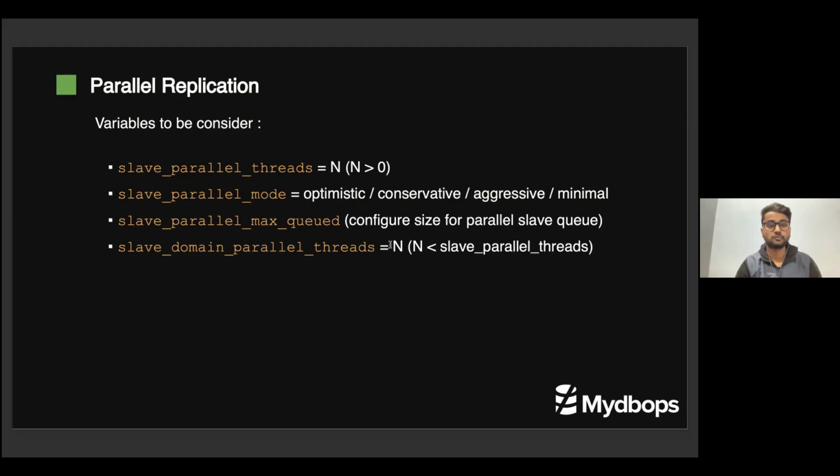Slave_domain_parallel_threads, as I told earlier, is more relevant when we have multi-source replication, and each master will have a different domain ID. In that case, the replica which is accepting transactions from both masters can allocate a different pool of worker threads to each domain. For each master it can allocate a pool of threads, and this should be less than slave_parallel_threads, then only it will work. It should not be more than slave_parallel_threads.